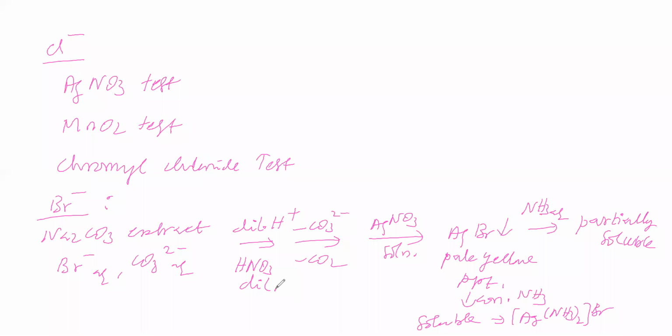So carbonate is removed in the form of carbon dioxide. Then AgNO3 solution is added. This Ag plus takes this Br minus and becomes AgBr. AgBr is pale yellow precipitate. It is partially soluble in aqueous ammonia but completely soluble in concentrated ammonia. The solubility is due to formation of complex. Okay. So this silver nitrate test is for Br minus. Next test we will see.